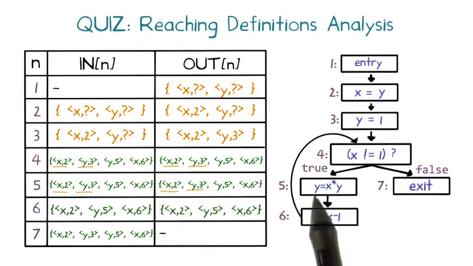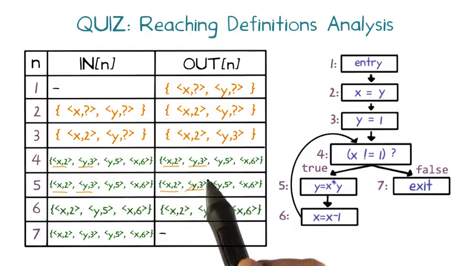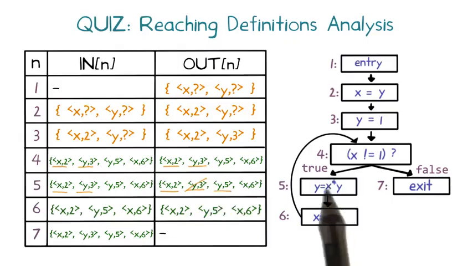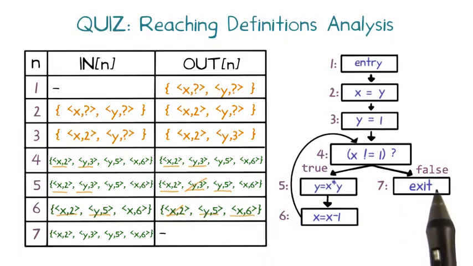Since the node overrides the definition of y, we delete this fact from its out set and add the following fact to the out set. Since node 5 is the only immediate predecessor of node 6, we copy the out set of node 5 to the in set of node 6. Then at node 6, we first copy the in set to the out set. Since node 6 redefines x, we delete this fact and add this fact. Finally, we'll look at the immediate predecessor of node 7, which is node 4, to determine the in set of node 7.